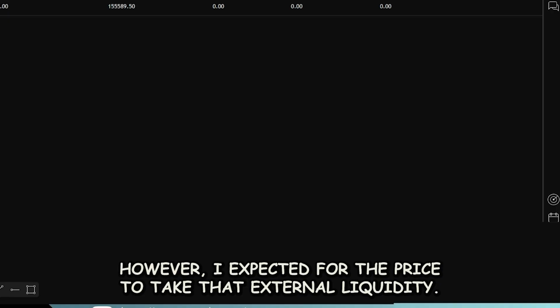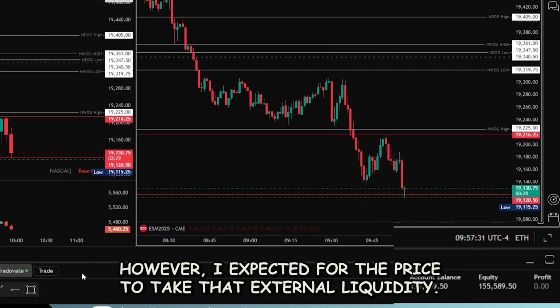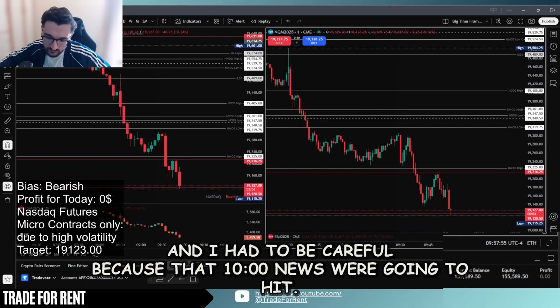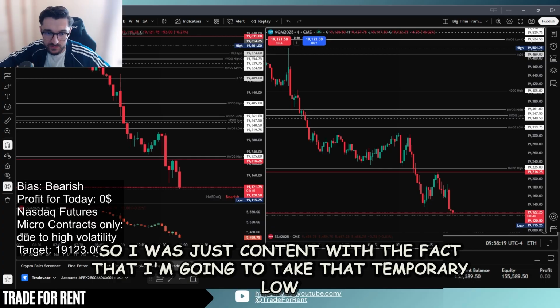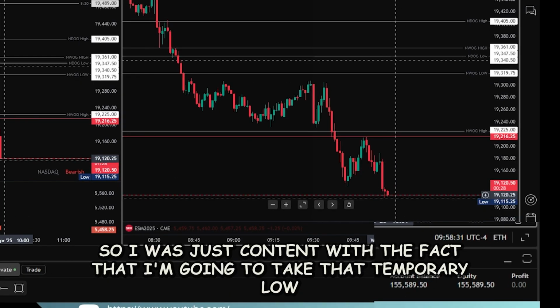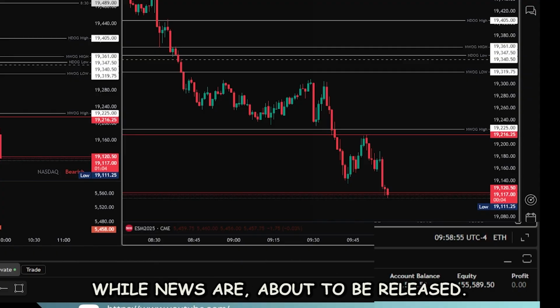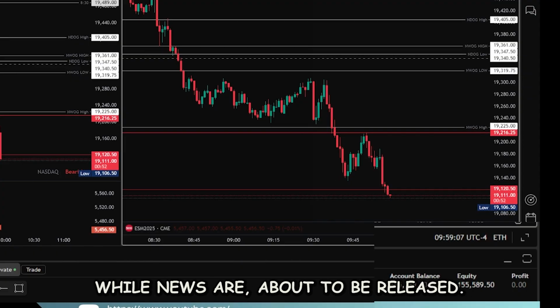However, I expected the price to take that external liquidity. I just didn't know it was going to happen this fast, and I had to be careful because the 10 o'clock news was going to hit. So I was just content with the fact that I'm going to take that temporary low and maybe not get into the middle of the trade while news is about to be released.